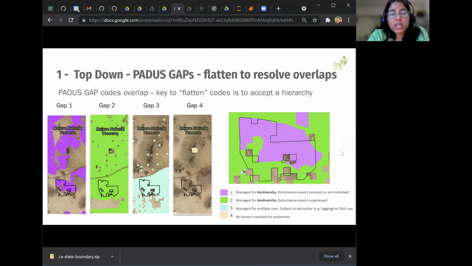And the reason for this is that with 30 by 30, the accounting becomes pretty important. And so having accuracy in the numerical values is more important than necessarily the spatial distribution. So we flatten by associating the holding with the most stringent gap code, but we do allow for multiple gap codes within the holding.